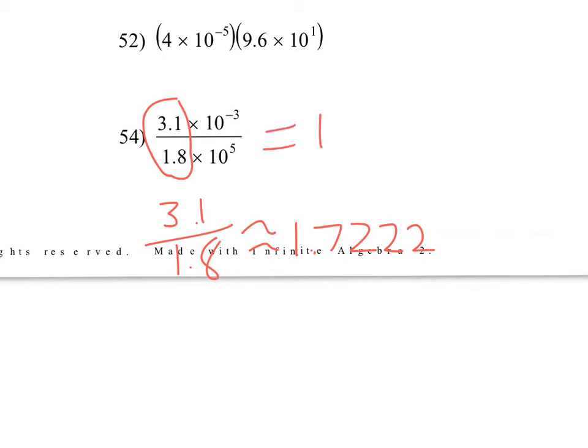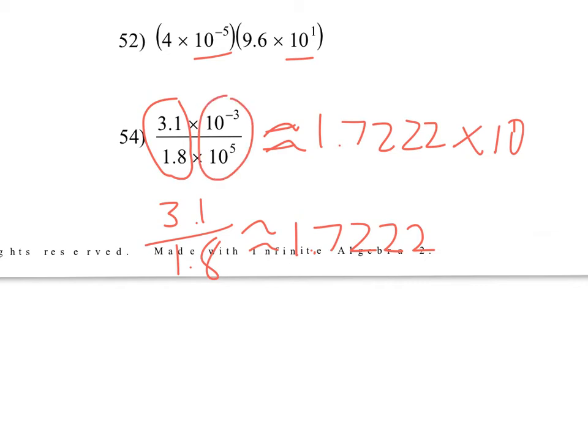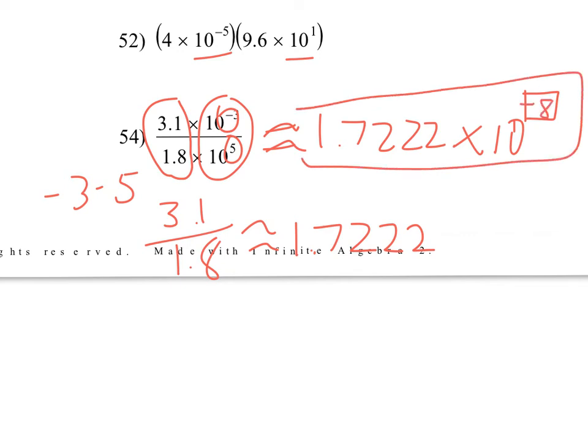So this is going to be equal to 1.7222 approximately times 10. Now, with multiplication, so for instance up here when this was multiplication, I didn't do this problem earlier, I would add exponents. When I subtract, or when I divide, I have to subtract exponents, top to bottom. So when I'm looking for what this exponent's going to be on my 10, I'm going to take negative 3, subtract 5. So negative 3 subtract 5 would be negative 8. So it's about 1.7222 times 10 to the negative 8th.